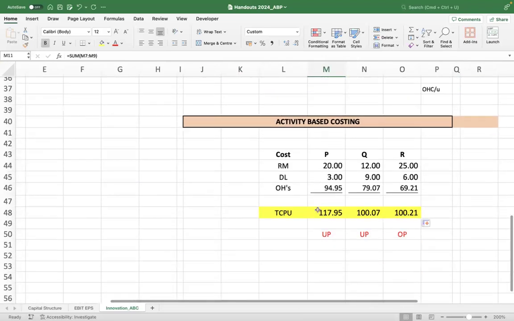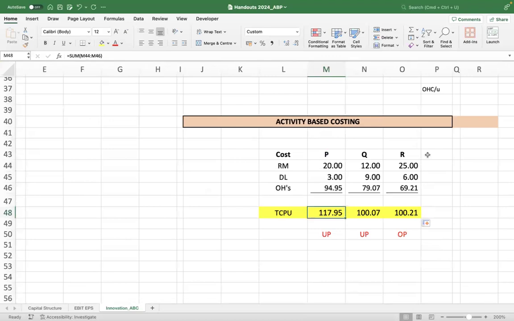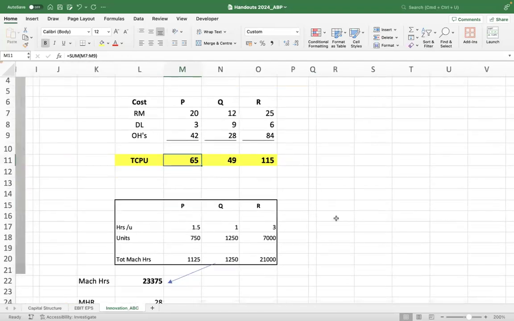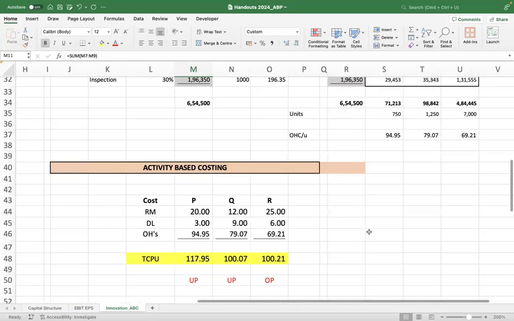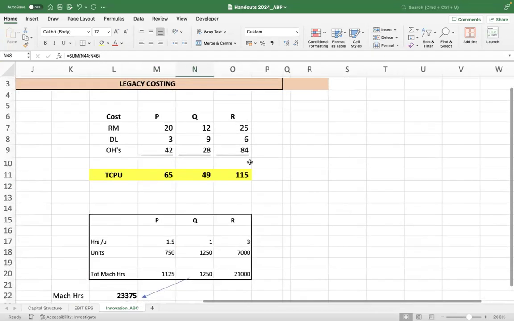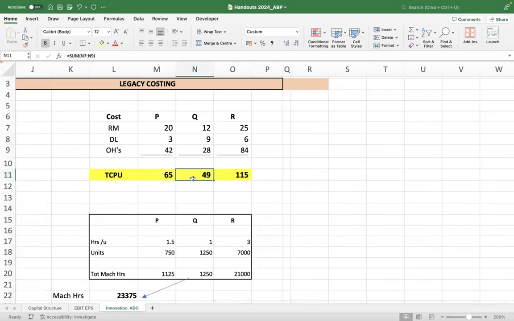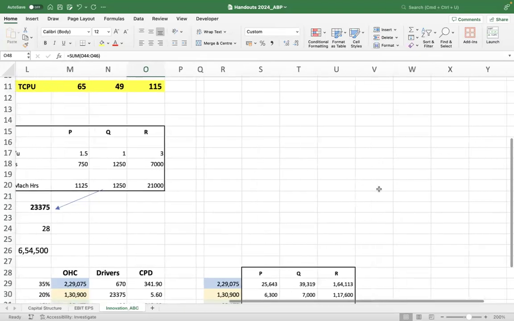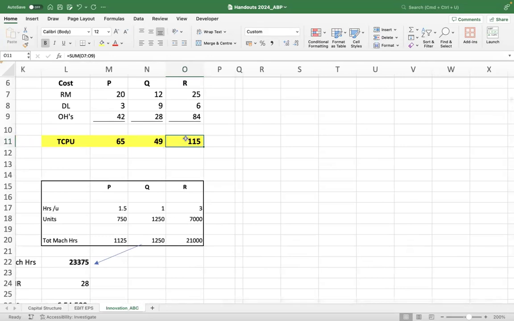अब आप क्या करो, इसको इससे कंपेयर करो. हमारा कॉस्ट क्या होना चाहिए था पी का? 117.95, लेकिन लेगेसी कॉस्टिंग के हिसाब से इट वाज 65. सो वाज इट अंडर प्राइस्ड और ओवर प्राइस्ड? अंडर प्राइस्ड. हमारा कॉस्ट क्यू का होना चाहिए था 100.07, लेकिन है कितना? 49. अंडर प्राइस्ड और ओवर प्राइस्ड? अंडर प्राइस्ड. आर के केस में 100.21 होना चाहिए था, है कितना? 115. ओवर प्राइस्ड.